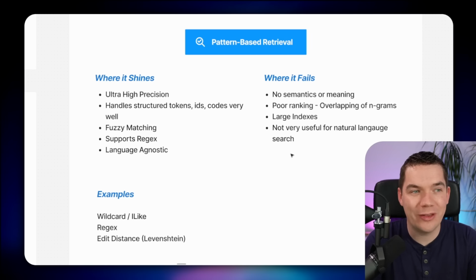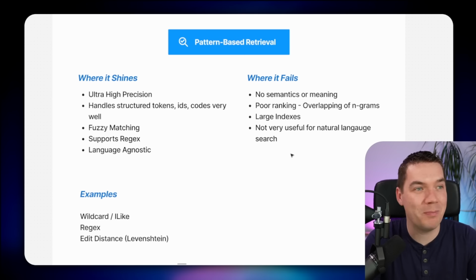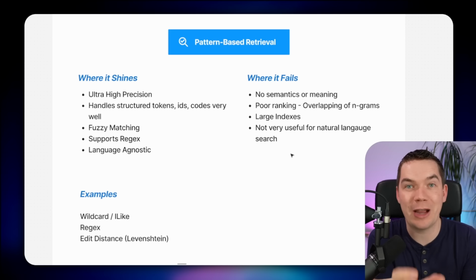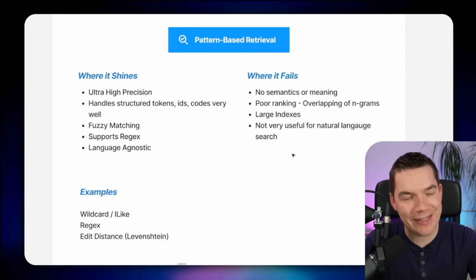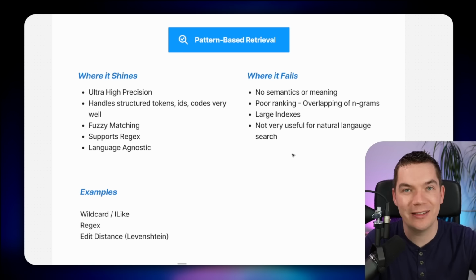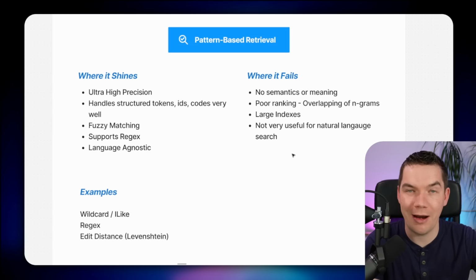Where it fails though, there is no semantics or meaning, it's basic search. And that similarity score is pretty rudimentary, so there's no relevance score really, it's just how many of the character fragments match the query. It also produces pretty large indexes, because you can see for each piece of content, there's a lot of duplication of character fragments. So your database size can bloat quite large, but it is pretty fast.